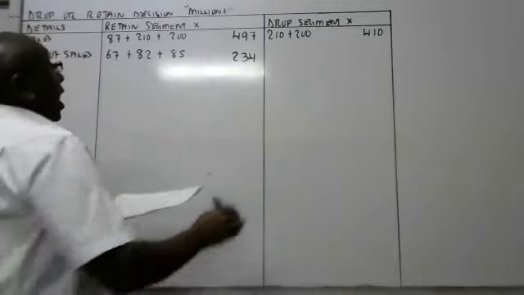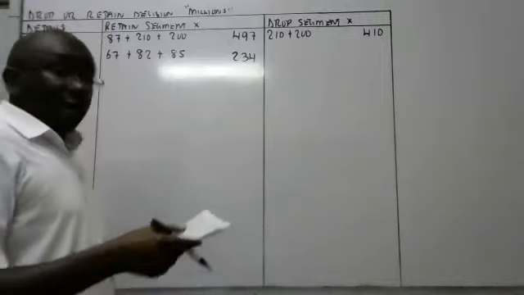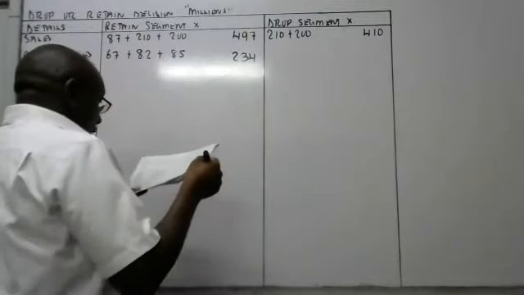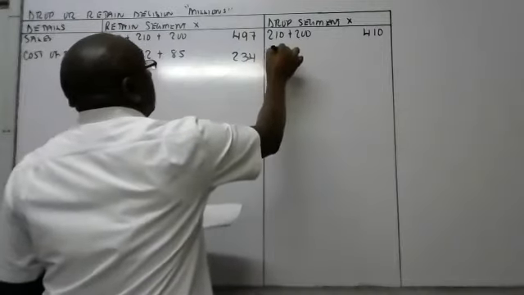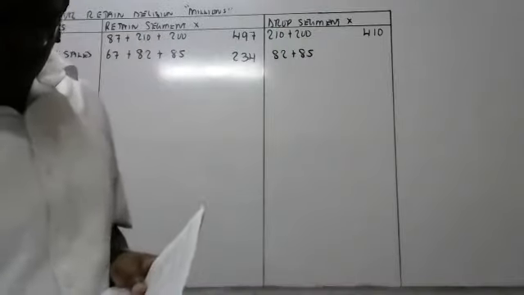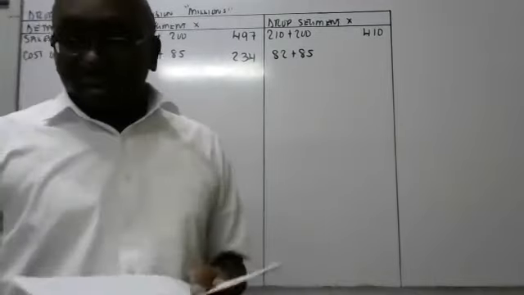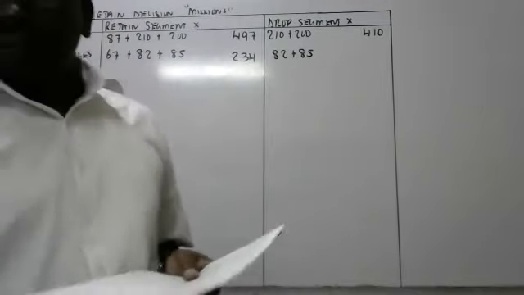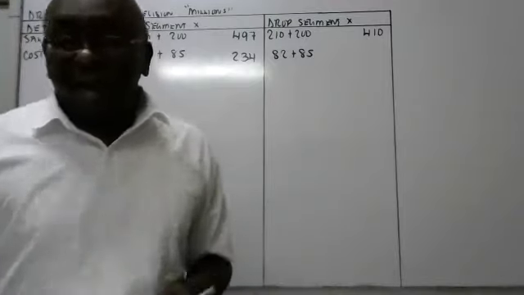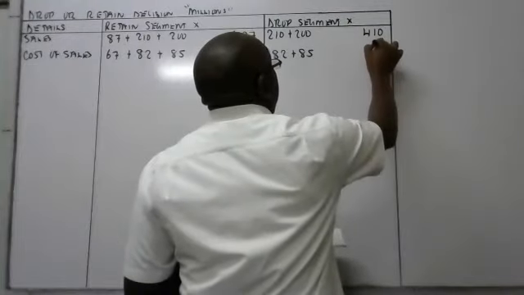234. And yeah, good. Then when we decide to drop segment X, we are going to have 82 plus 85. 82 plus 85, what do you have? 82 plus 85 is 167. Good. You can see the figures coming.